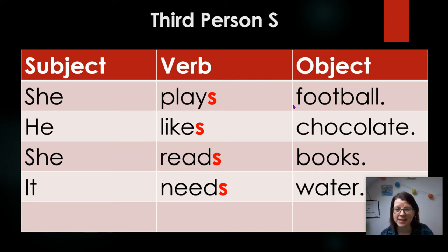She plays football. He likes chocolate. She reads books. It needs water. So you can see that when we're using the third person, we are adding an S to the verb to make it correct.